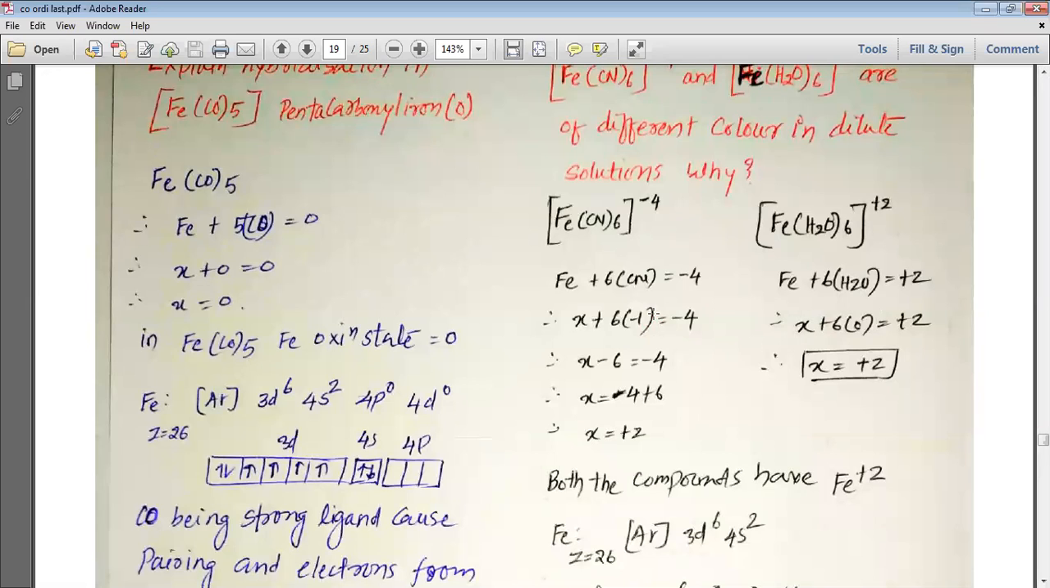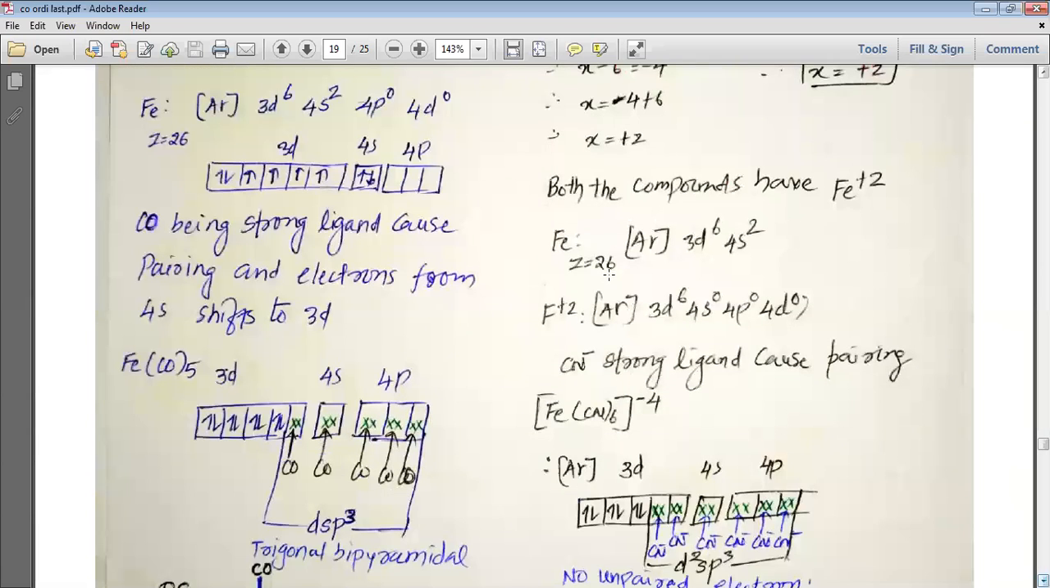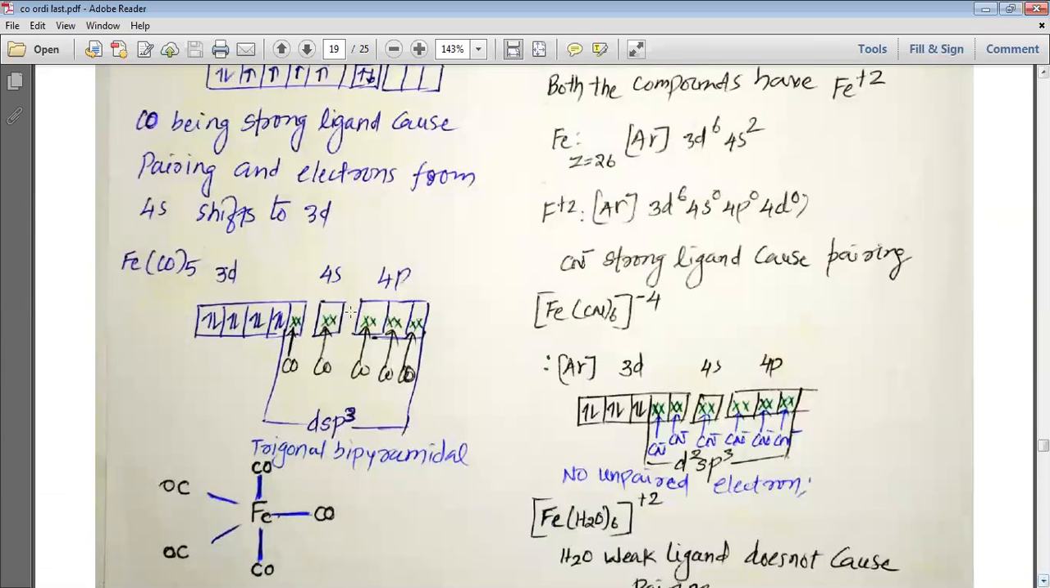In [Fe(CN)6]4-, we can calculate the oxidation state of Fe, which is plus 2. In [Fe(H2O)6]2+, H2O has 0 charge, and that is why the oxidation state of Fe is plus 2. So both compounds have Fe2+. Fe, Z equal to 26, is argon 3d6 4s2. When Fe turns into Fe2+, 2 electrons from 4s are removed, and that is why Fe2+ is argon 3d6 4s0 4p0 4d0.